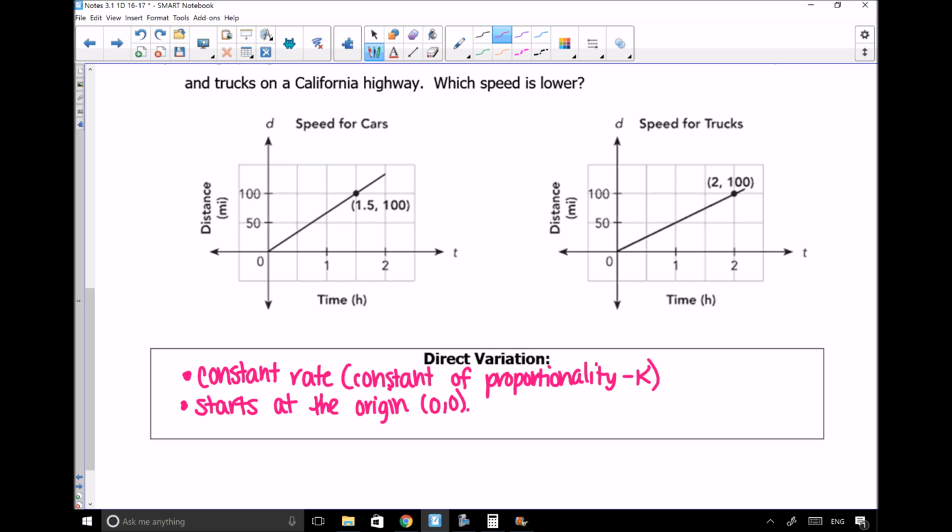Now, a couple other things that we need to know is that the general equation for direct variation is going to be y equals kx, or we could say y over x equals k. And we'll develop this idea a lot more in depth throughout this unit.